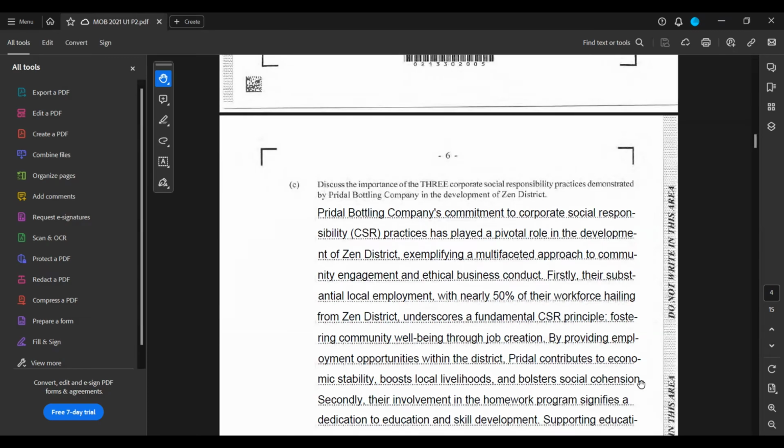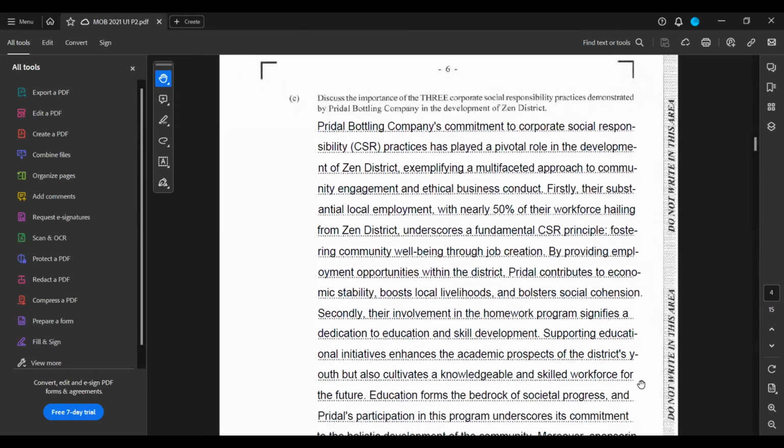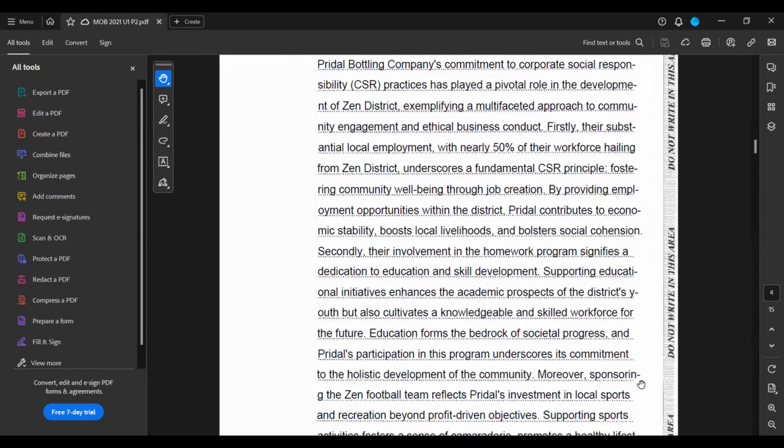Secondly, their involvement in the homework program signifies a dedication to education and skill development. Supporting educational initiatives enhances the academic prospects of a district's youth, while also cultivating a knowledgeable and skilled workforce for the future. Education forms the bedrock of societal progress, and Pridal's participation in this program underscores its commitment to the holistic development of the community.